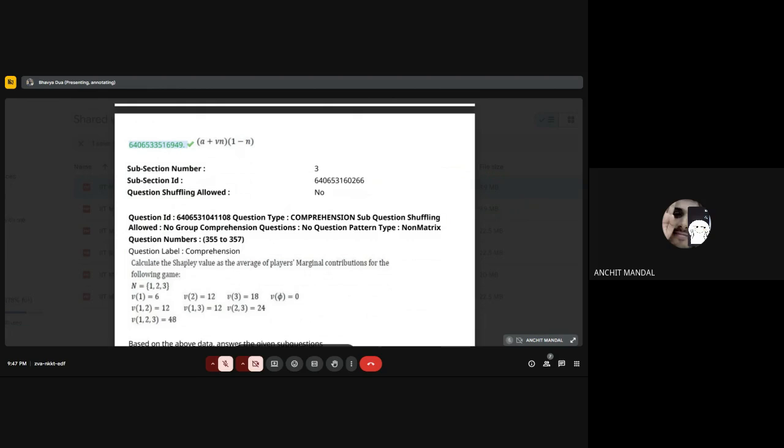Right. Next up, we have: calculate the Shapley value as the average of players' marginal contributions for this given game. We have a 3-player game, out of which we have the available.